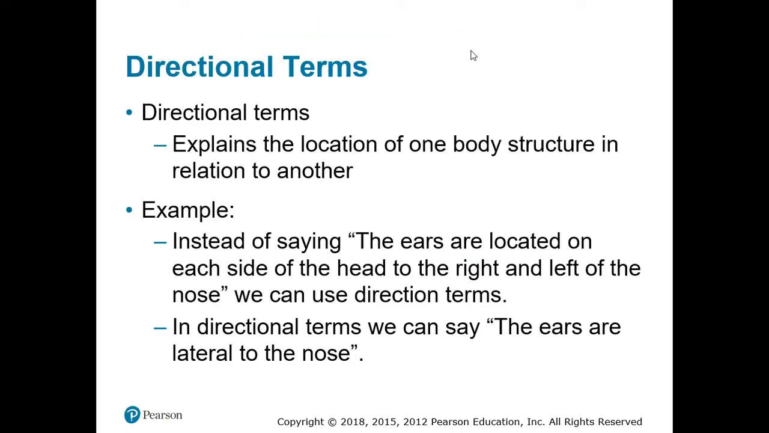Now that we've covered anatomical position, let's talk about directional terms. What are they? Well, directional terms explain the location of one body structure in relation to another. For example, where's the heart located compared to the lungs? Another example that your book gives is instead of saying the ears are located on each side of the head to the right and left of the nose, we can use a directional term, lateral. We can instead say very precisely the ears are lateral to the nose.